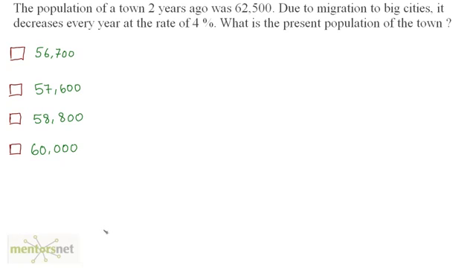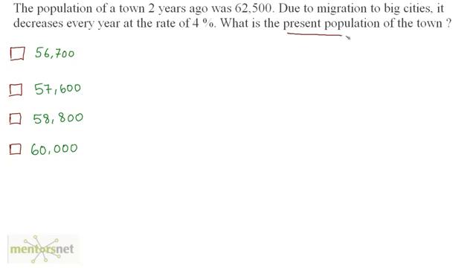The population of a town 2 years ago was 62,500. Due to migration to big cities, it decreases every year at the rate of 4%. What is the present population of the town? Well, every data here is given. You just have to put it into formulas and get the answer.